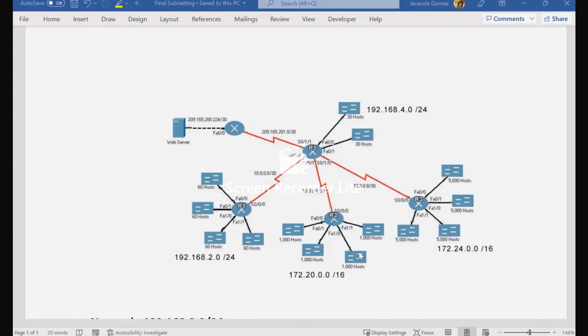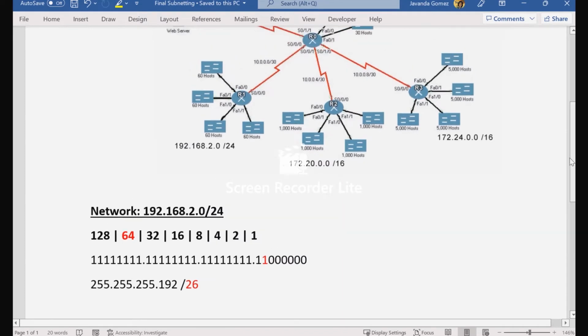Now here we have a network that we will be subnetting. We were given the network addresses for subnetting the network. So we are to use, for example, this network address, which is divided into 4 networks with 60 hosts each. Then this network over here, we are to divide it into 2 networks with 30 hosts each. These boxes here represent switches, and each switch is connected to their respective routers.